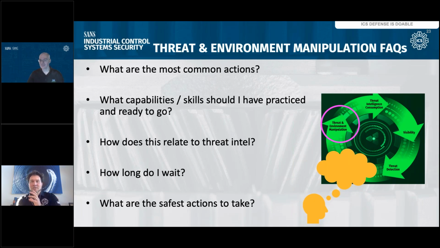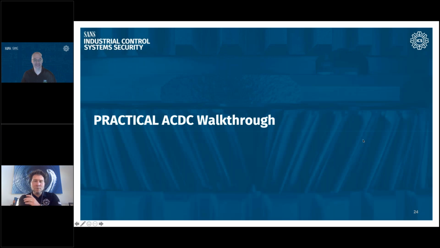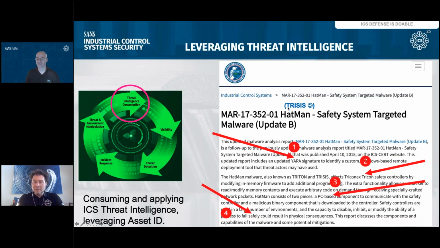Awesome. So we have just a few minutes left. What we're going to do is run you through a practical example of each part of this cycle very quickly over just a couple of slides. Practically looking at the active cyber defense cycle for ICS, the first phase is when you get plugged in to receive and consume your threat intelligence. An example here is a publication on Trisis that came out.